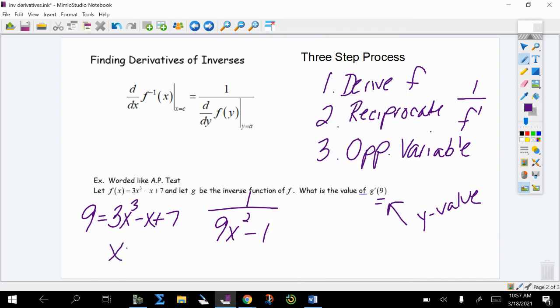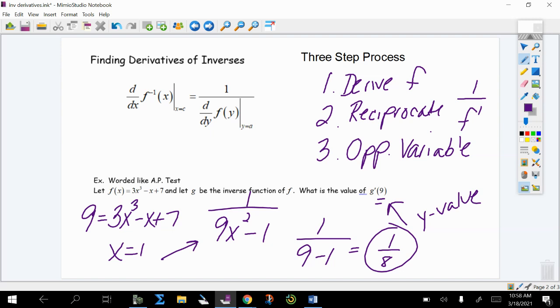So you are going to put 1 into this derivative form. So your answer ends up being 1 over 9 times 1 squared is just 9, minus 1, and your answer is 1/8. So you derive your original function, you reciprocate it, and then instead of using the variable they're given as an x, you think of that variable as actually being a y value and find the given x.